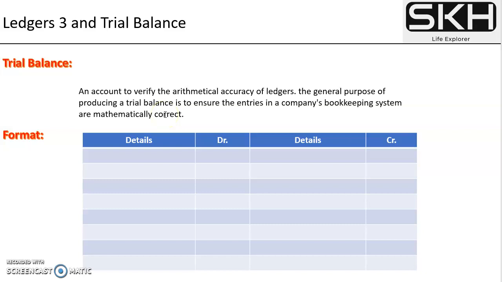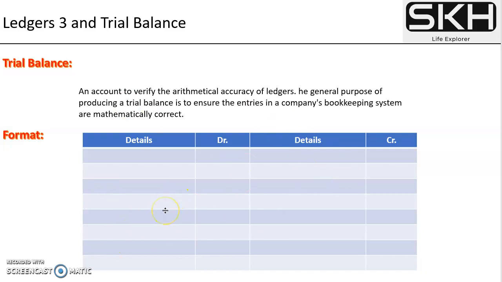And the format is very easy. There is no date column in the format because this trial balance is prepared at the last day of the year. So which means if we are preparing this in financial year, it is prepared on 31st December every year. So it has two columns, details and debit, details and credit. So two columns on the debit side and two columns on the credit side. Very simple.